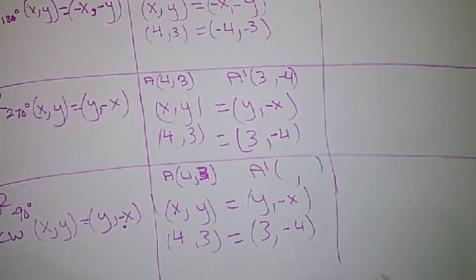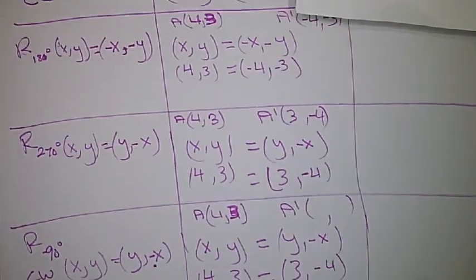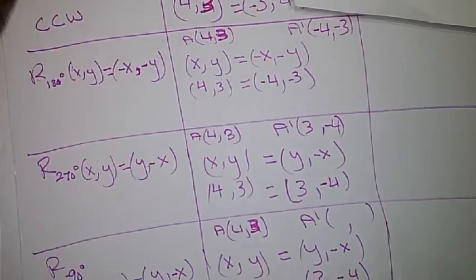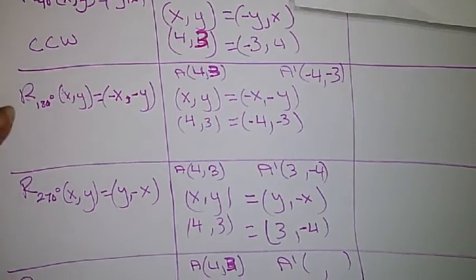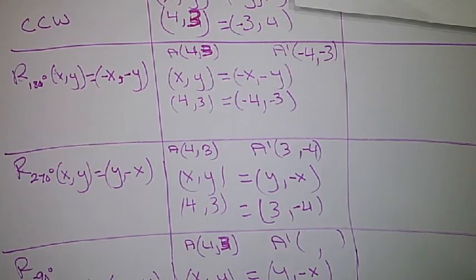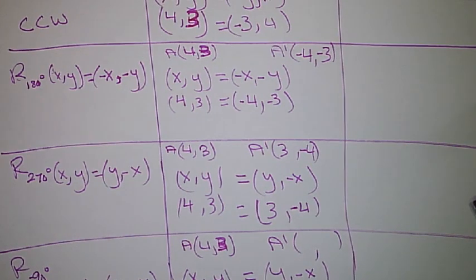All right, so this is how you use your transformation rule sheet to find the rotation of any coordinate point. I know in class we use the graph paper and the patty paper to do this, but this is just another way of finding rotation, in case you don't have patty paper or a graph sheet. All right.